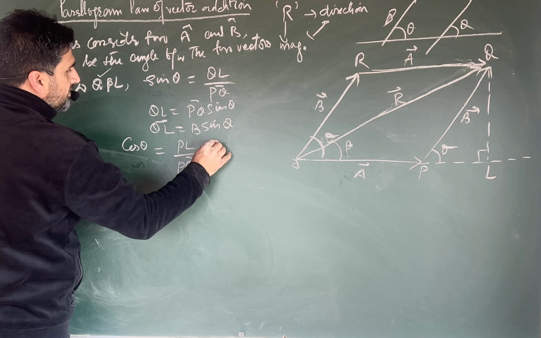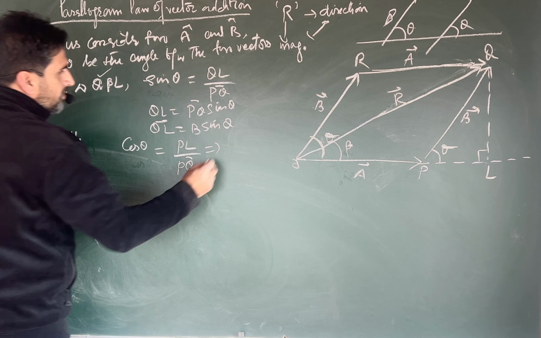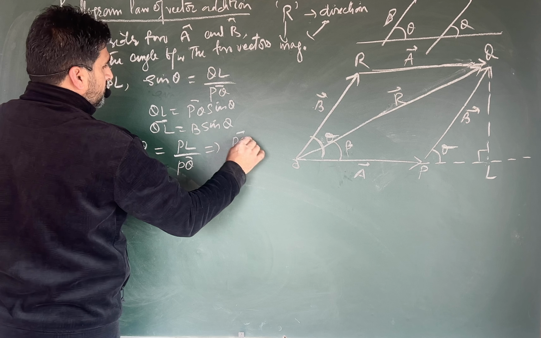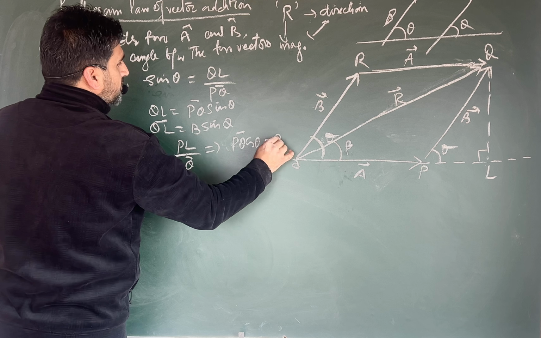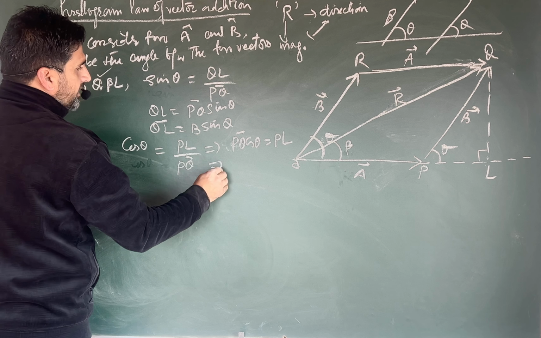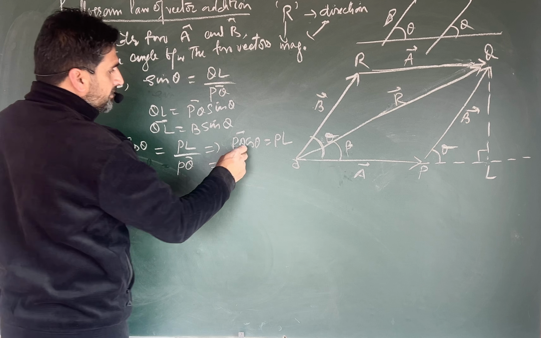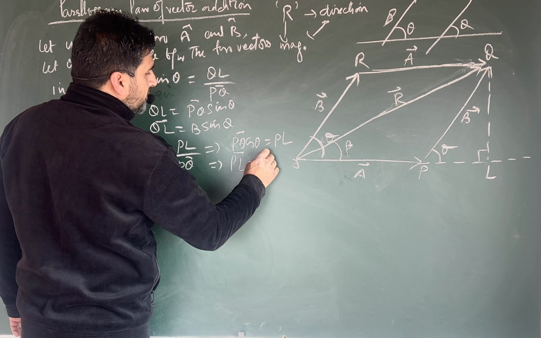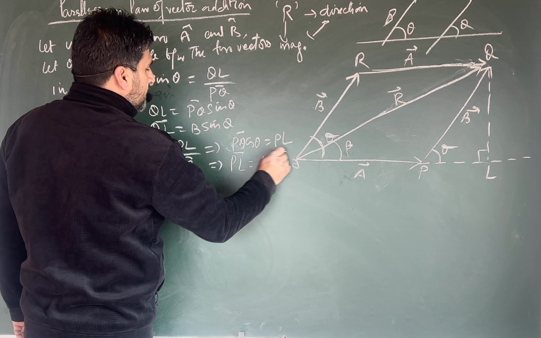So you can write cos theta is equal to PL upon PQ. So this implies PQ is again B. So PL is equal to B cos theta.